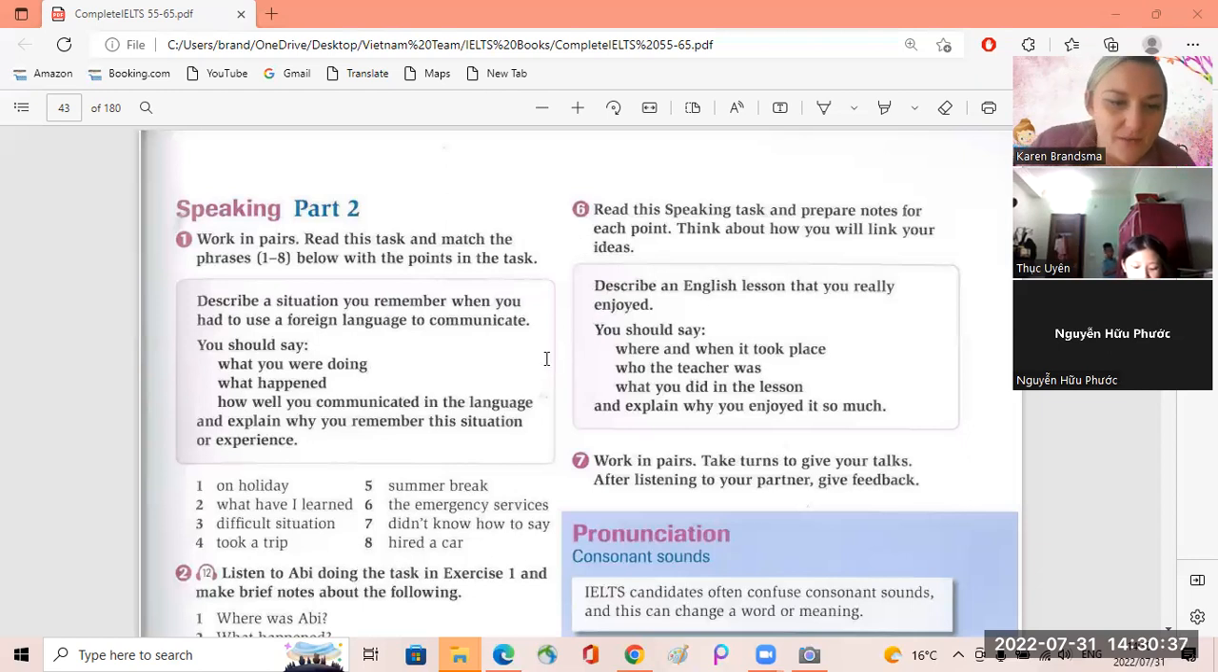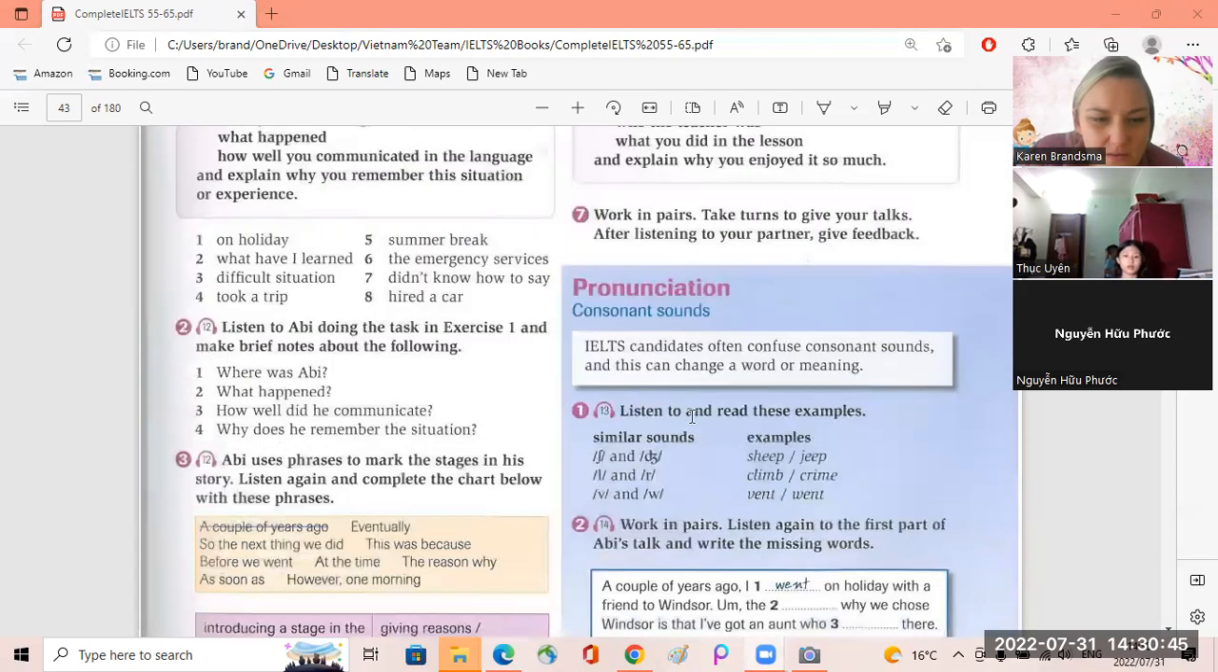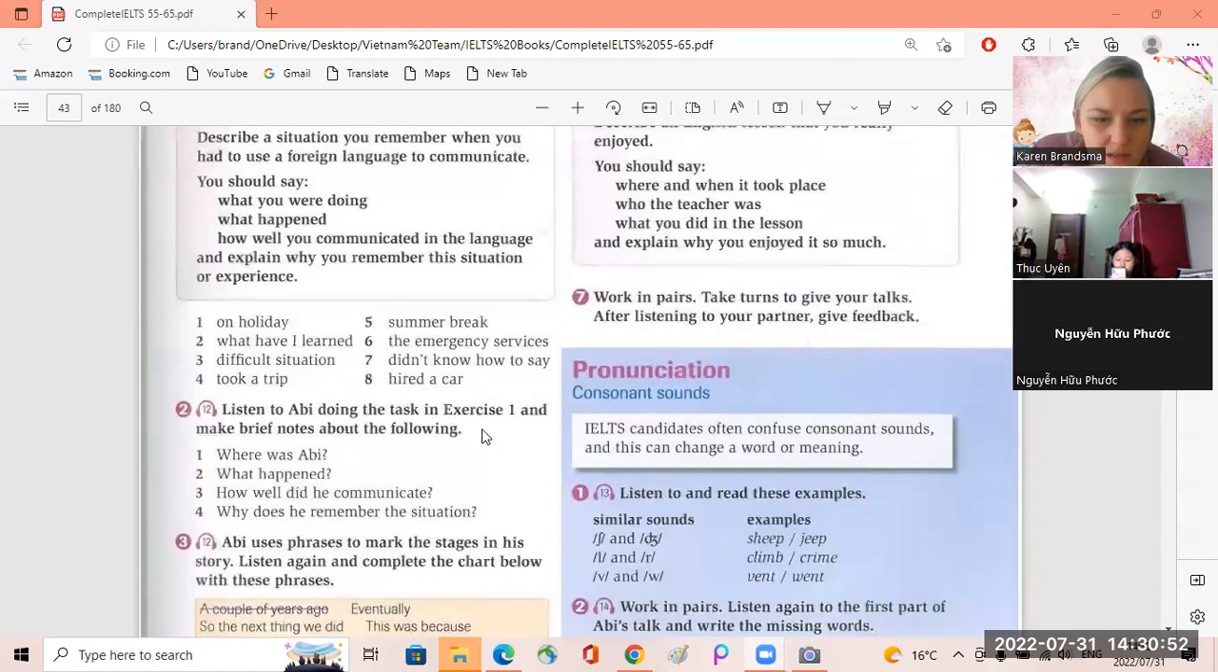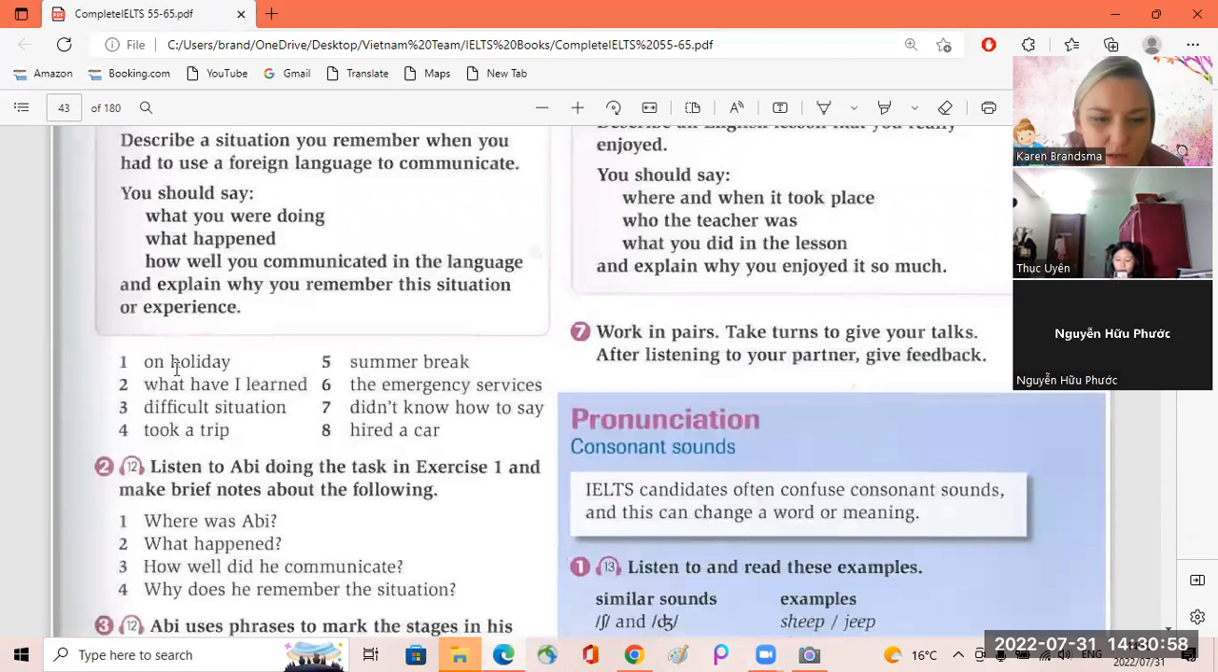Okay, all right, let's look over here at the next part. Read the task and match the phrases below with the points in the task. Okay, so I don't have the listening, so we're not going to do that now. But what I want to do, something different. Okay, you can see the numbers 1 to 8 over here. I want each of you to make a sentence using these words for me. Okay, this is just something different. Phuoc, you can go first. Number 1, I want you to make a sentence with on holiday.